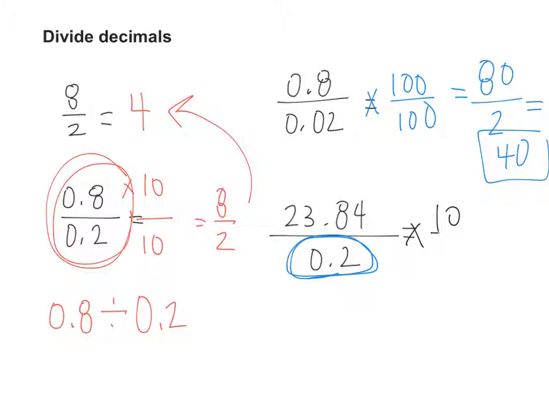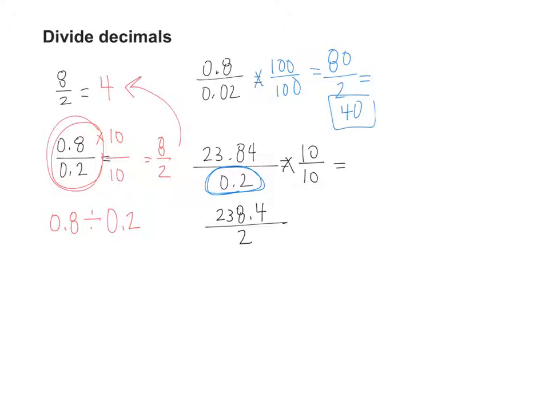Yes. If I multiply by 10 over 10, what's my new whole? 238 and 4 tenths. And then what's my denominator? 2. Okay. Now, is it okay if my numerator has a decimal? How can I write this in standard form? Well, I would need to write 238 and 4 tenths divided by 2.